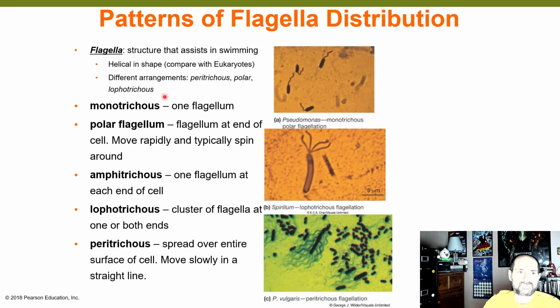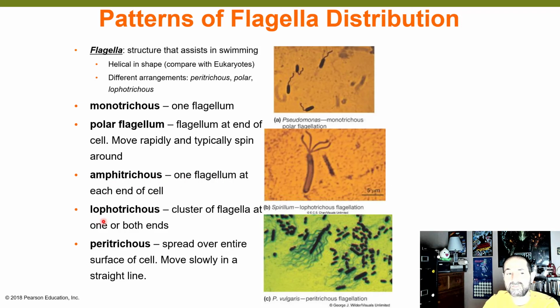Also, some bacterium have no flagella. These are called atrichous. If a bacterium has one flagella, it would be called a monotrichous bacterium. If a bacterium has that one flagella at one end, it's called a polar flagellum, which means the flagellum is at one end of the cell. If the bacterium has a flagella at each end of the cell, that's called an amphitrichous bacterium.